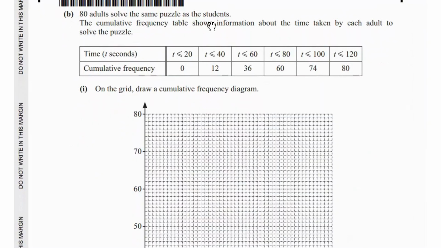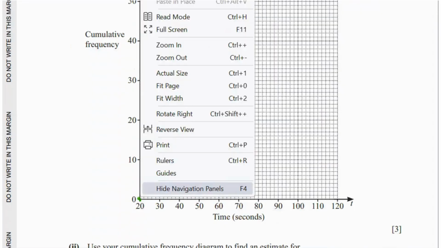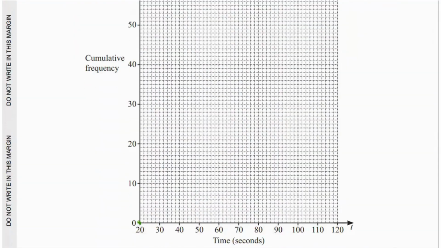80 adults solve the same puzzle as the students. The cumulative frequency table shows information about the time taken by each adult to solve the puzzle. So we have the time and we have the cumulative frequency. On the grid, draw a cumulative frequency diagram. So first 20, that's going to be this one. Then we have 40, 12. This one. Then we have 60, 36.